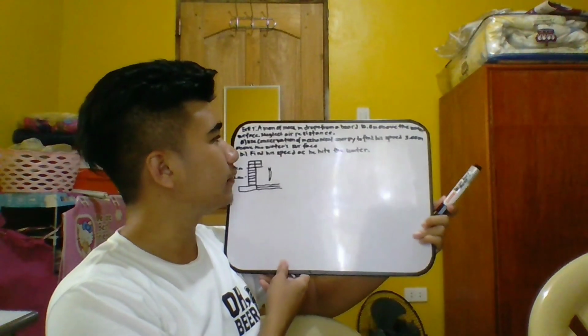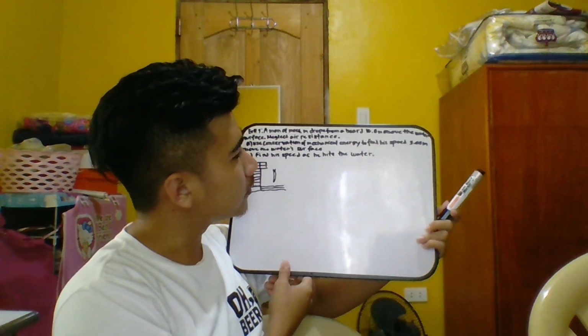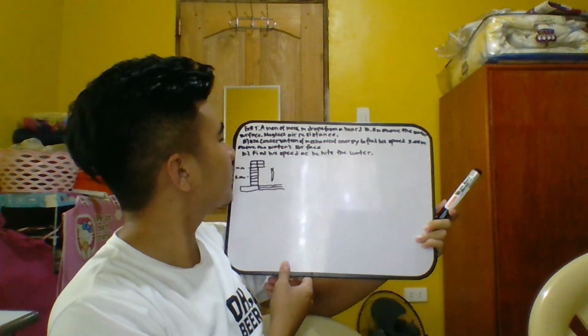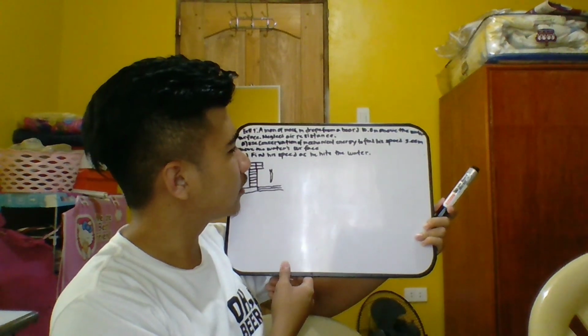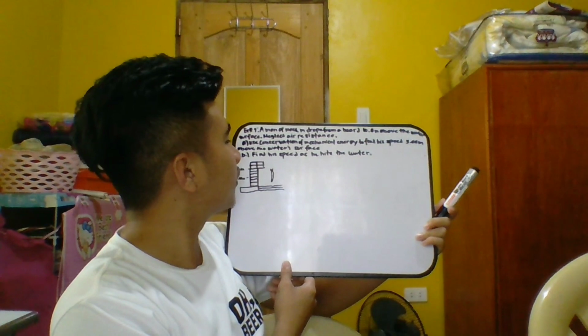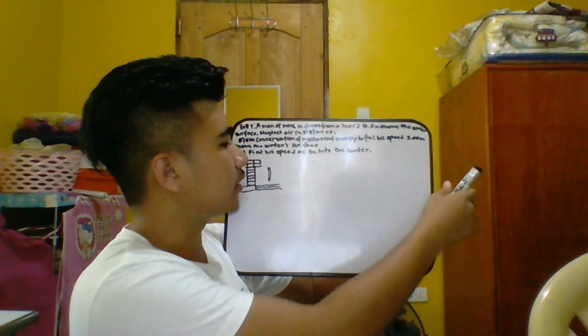Sample number 1. A man of mass m dropped from a board 10.0 meters above the water surface. Neglect air resistance. A. Use conservation of mechanical energy to find his speed 5 meters above the water surface. B. Find his speed as he hits the water.